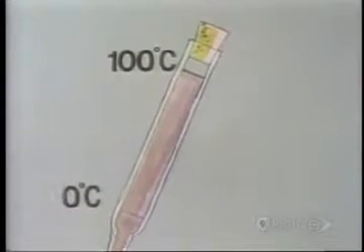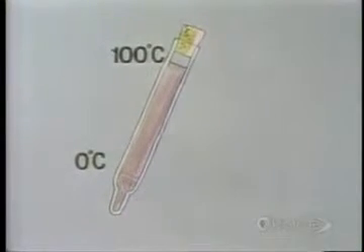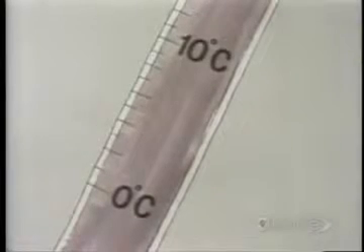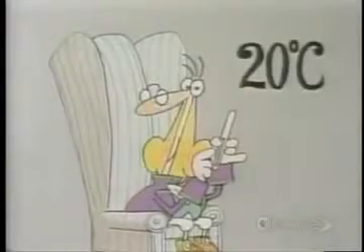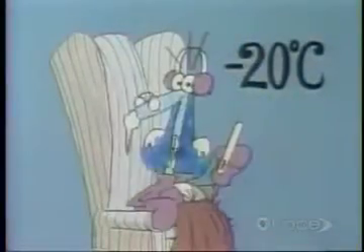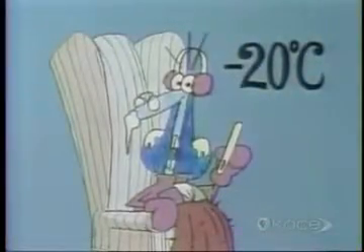Now he had a means of measuring the relative speeds of molecules. In other words, the relative temperature or degree of hotness of things. Comfortable room temperature is 20 degrees. But 30 degrees is a bit too hot. And minus 20 degrees is much too cold.